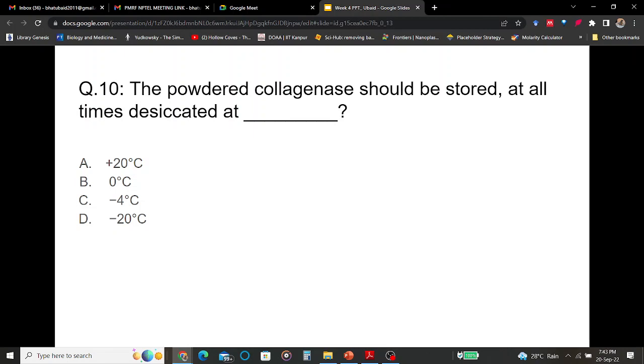But it is advisable that after you dissolve the collagenase, it should not be stored for the long term. In a desiccated or powdered form, stored at minus 20 degrees centigrade, you can store it for a long term. But in a dissolved state, it is only stable for 1 year, and that too at minus 20 degrees centigrade.